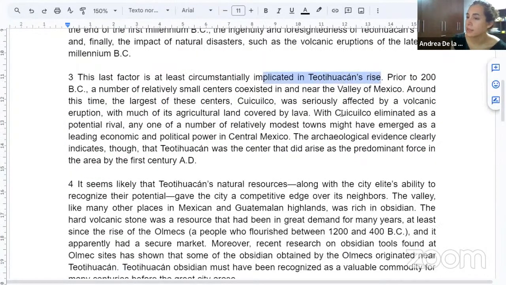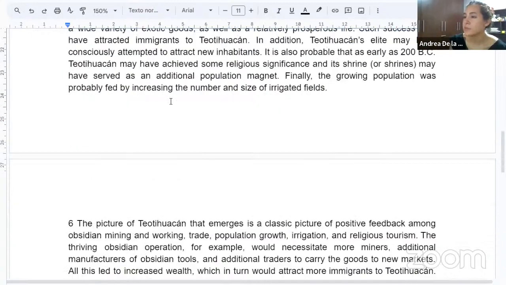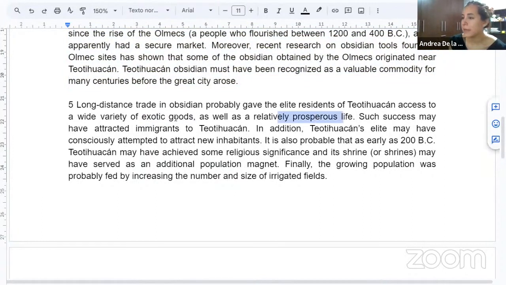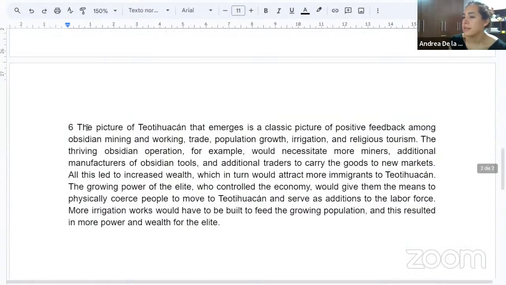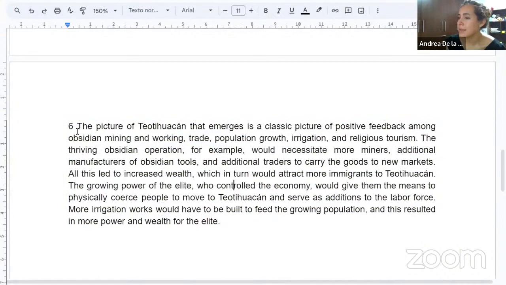in the Teotihuacan's rise. Then it says, it seems likely that the Teotihuacan's natural resources, we already know that this is going to be about natural resources, long-distance trading obsidian probably gave the elite residents of Teotihuacan access to a wide variety of exotic goods and a prosperous life. So it's about the life that they had, the variety of goods, because of the trading obsidian. And then this is the last paragraph, so you can maybe read a little bit more carefully. But again, it's the same. The picture of Teotihuacan is a classic picture of positive feedback among obsidian mining, working, trade, population growth. It talks about everything, right? Working, trade, population, education, religion, talks about everything.